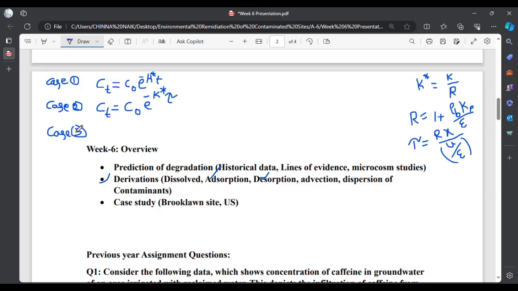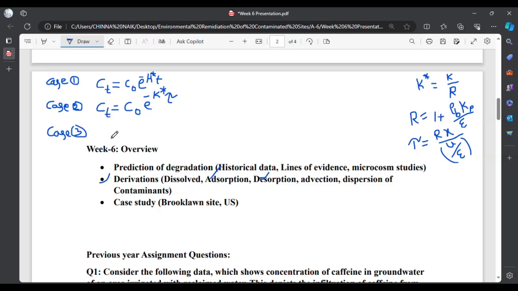To find the retardation, all the values will be given in the problem itself. After that we will find the values for total concentration by using the tau values and k star values.